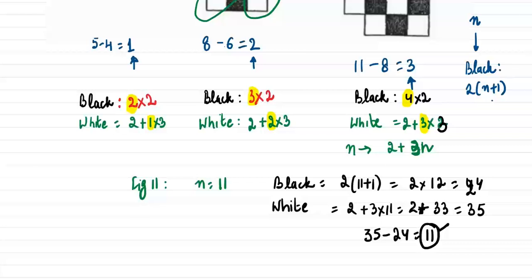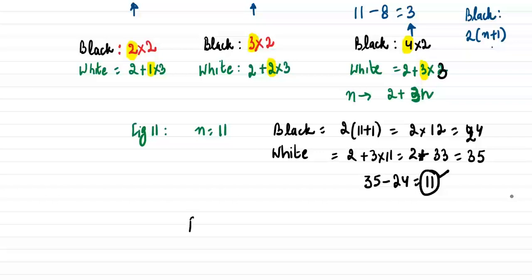So that means whatever we were saying is correct. So for figure 14, the difference between the black and the white squares should be 14.